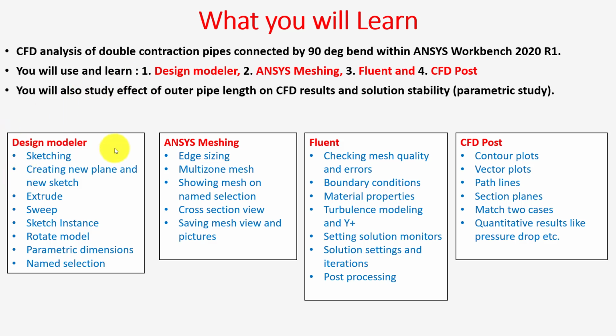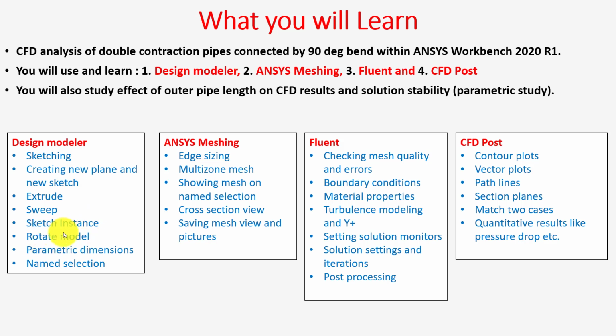In DesignModeler you will learn about things like sketching, creating a new plane and sketching on it for different purposes, and the new plane can be created from the existing plane, from a face or from other entities. The extrude command, which is a very common command. Also we will use the sweep command because we want to sweep the geometry along a path, that is the 90 degrees bend. And the new thing you will see in this workshop is the sketch instance. This is to copy my existing sketch and then place it on some new plane.